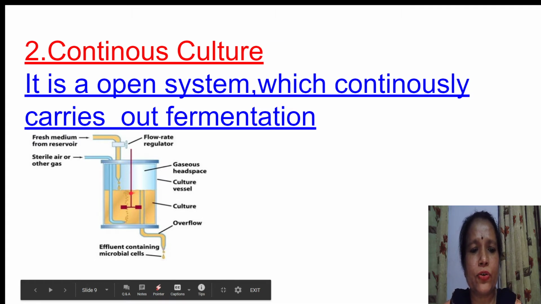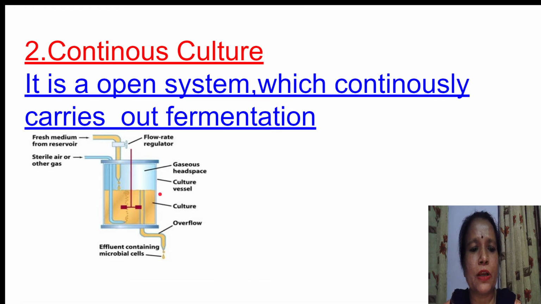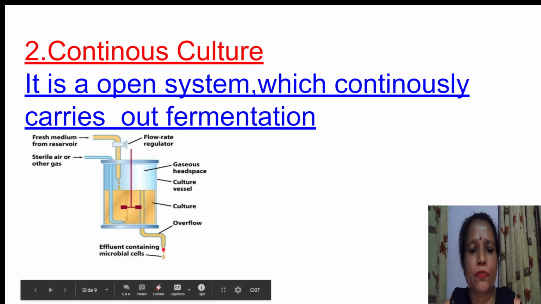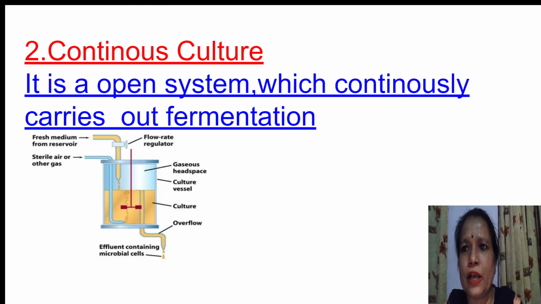And these microorganisms are regularly getting the required nutrients. As a result, the products will be obtained from here, and this type of culture is known as continuous culture, and the microorganisms are in the exponential phase.